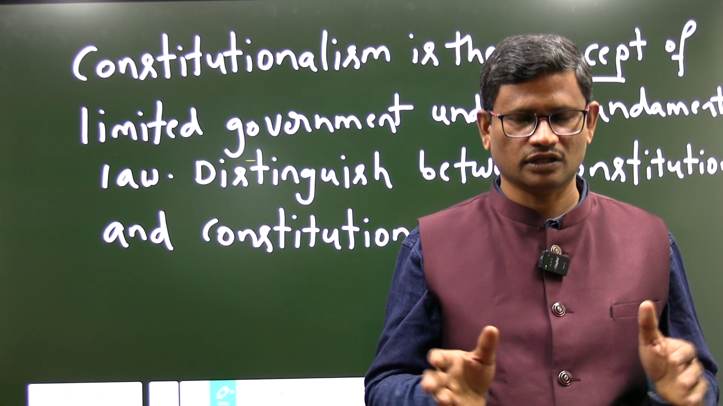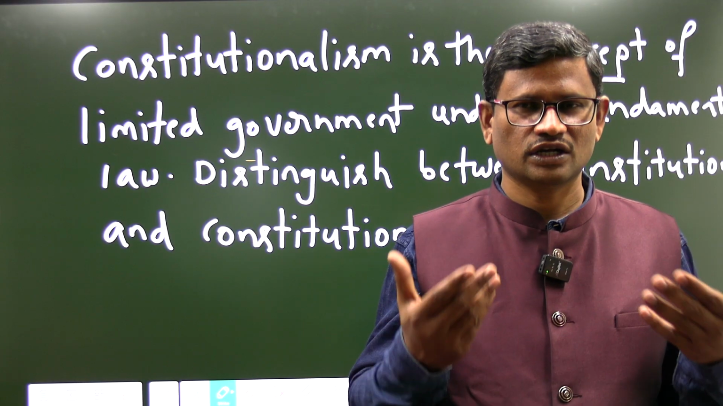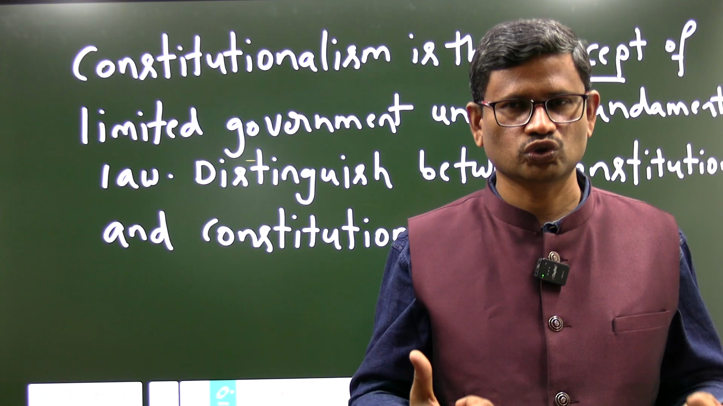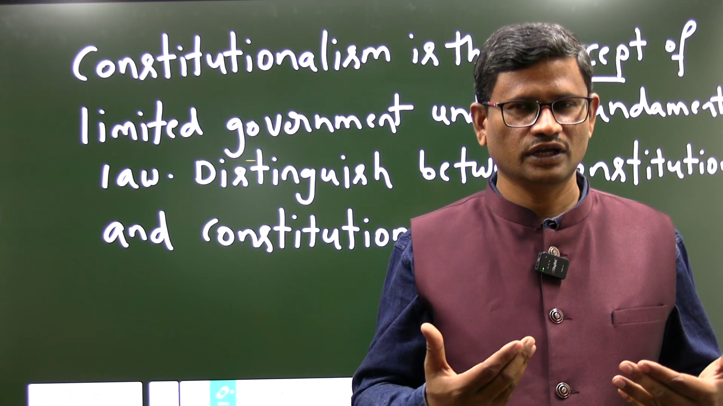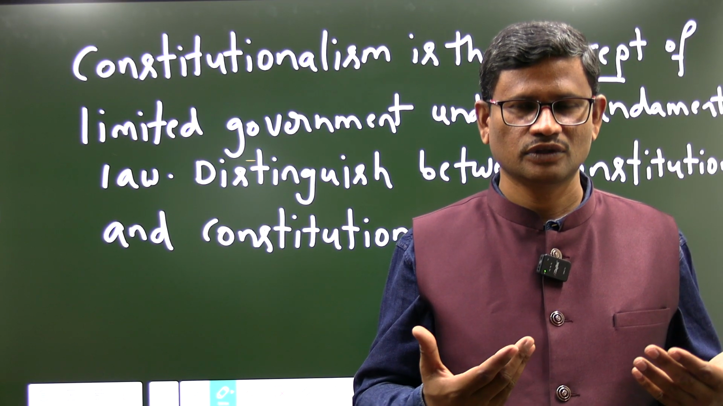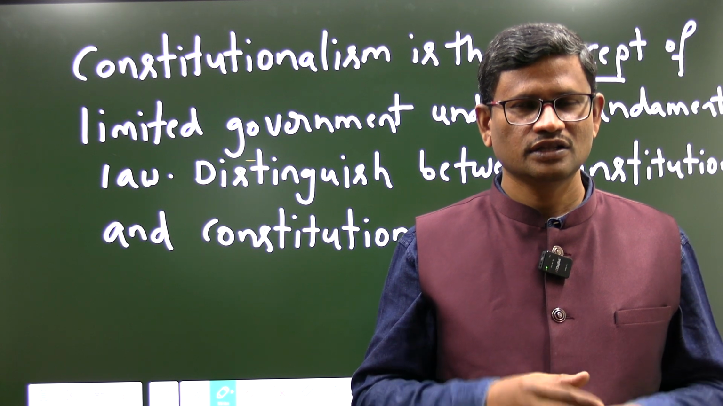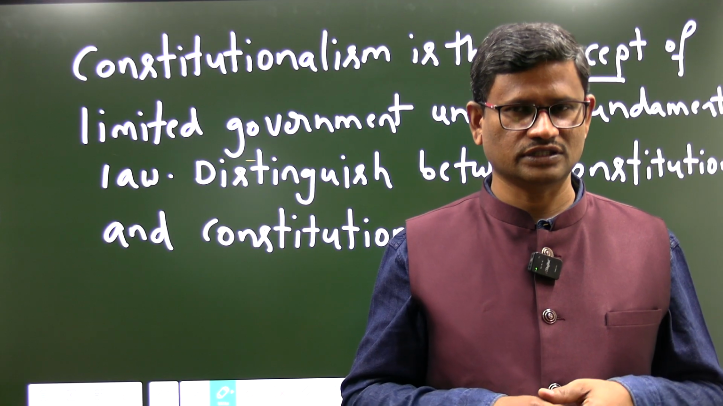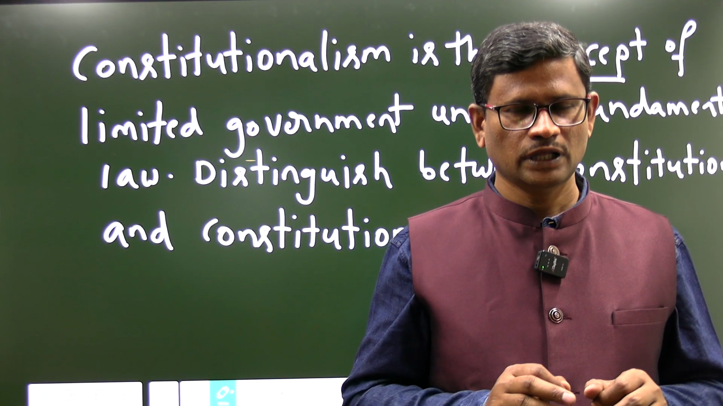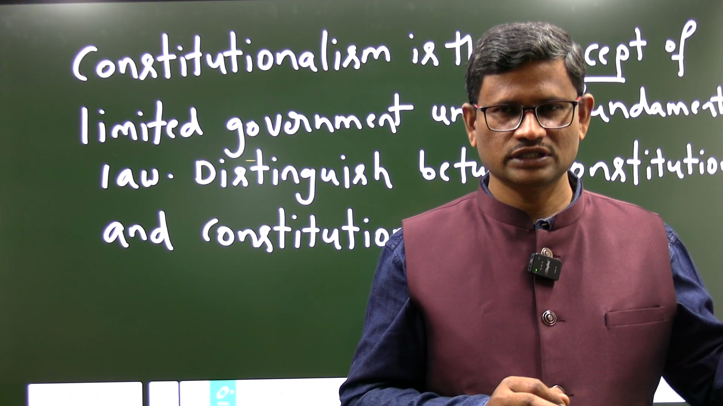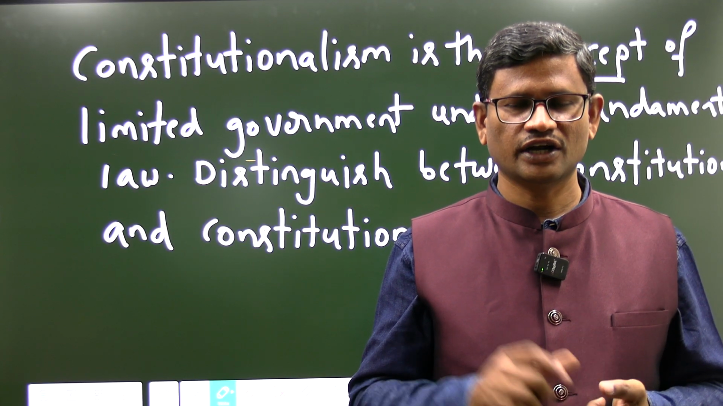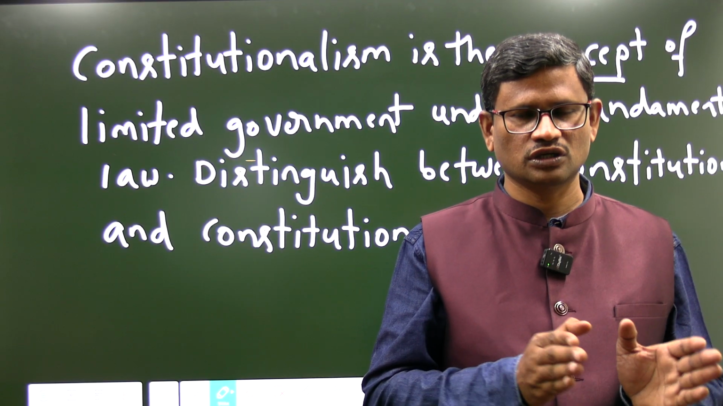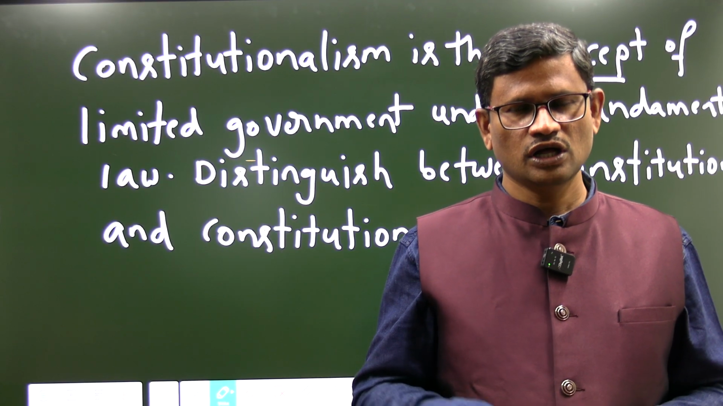On the other hand, in most of the countries today which have democracies, there is both constitution and constitutionalism. For example, if you take India, United Kingdom, United States of America, these countries have got constitution and also constitutionalism. For example, in India, the powers of the executive, legislature, judiciary are defined by the constitutional document. That's why in India we have both constitution and constitutionalism.